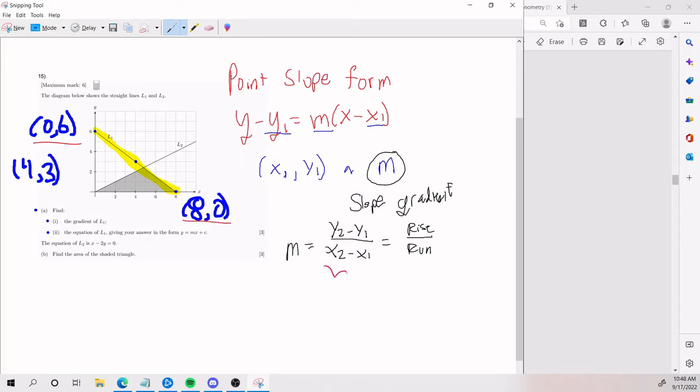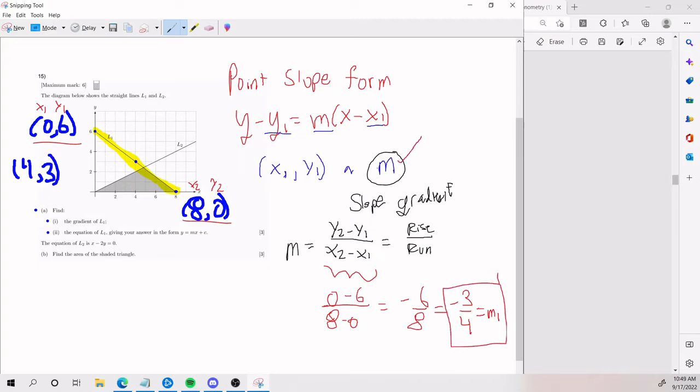I'm going to plug into the slope formula and see what I get. I will call this y2, this x2, this y1, this x1. Might as well be organized. 0 minus 6 divided by 8 minus 0. This gives me negative 6 over 8, which is the same as negative 3 over 4. So this is my slope for the first line, so I'm going to call it m1. So m1 is negative 3 over 4.